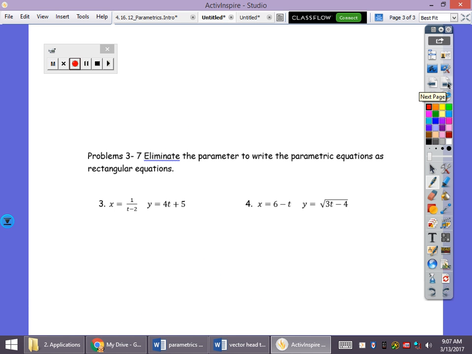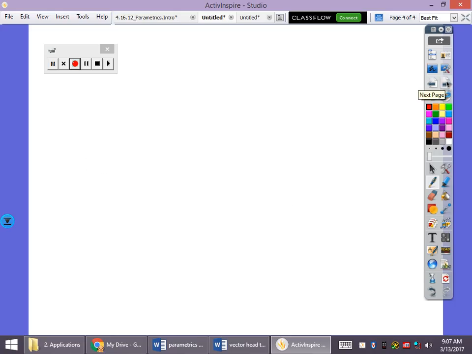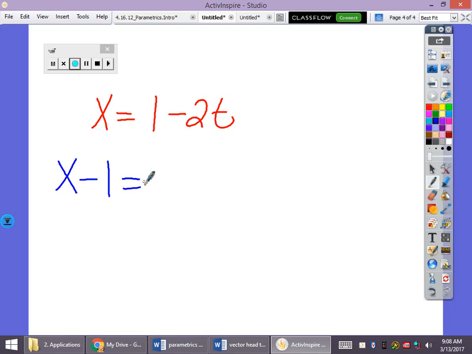The steps to this, and I skipped a screen, sorry. The steps to this are as follows. You need to get t by itself in the x equation. So the x equation is x equals 1 minus 2t, correct? Was that the equation I gave you? Okay, so how would I get t by itself? Subtract what? All right, so I have x minus 1 equals negative 2t. Now what do? Divide by negative 2, and that gives me t.